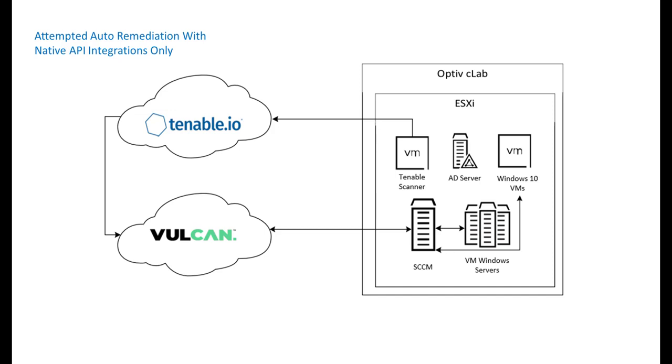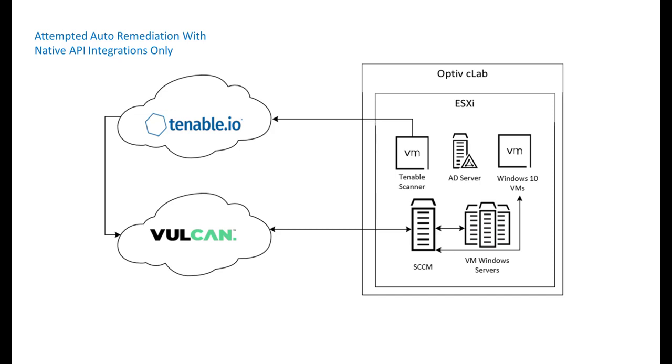On the right-hand side, we have the Optiv C Lab, which is physically located in St. Paul, Minnesota. In that lab, we have a bunch of virtual machines, Windows servers, SCCM was running, an Active Directory server, Windows 10 devices, as well as a Tenable scanner. That Tenable scanner would scan the environment for vulnerabilities on a time schedule. It would then feed that information to I/O, where it would be displayed back to the user and what systems were vulnerable, which criticality they were.